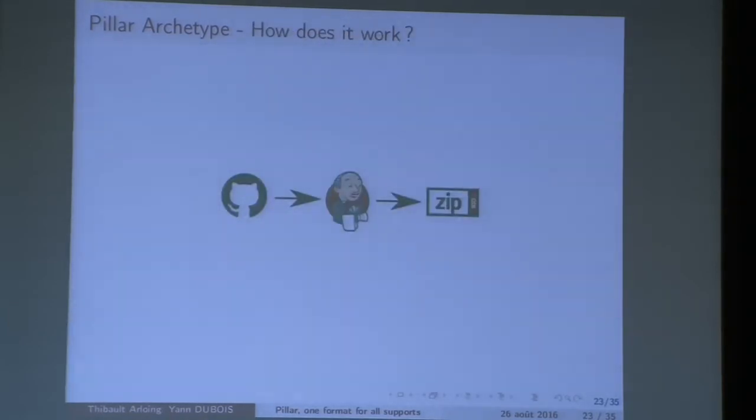How does it work? We have all the skeletons on GitHub, so all the folders we need and all the files. Then we have a Jenkins job that builds all the zip files for each archetype, and then we have a program in Pharo that loads this zip file and extracts it to have all the files you need for a beginner project.